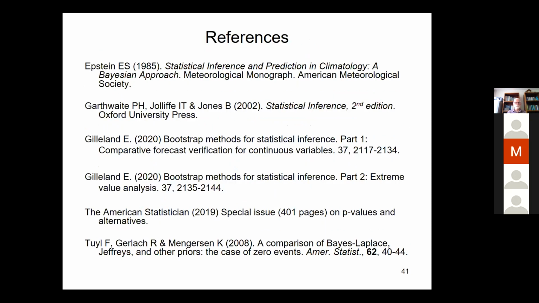And then finally, some references. The last two are the p-value stuff. Bootstrap methods, there are some good textbooks on bootstrap methods in general, but I thought I'd give Eric a plug because his are related to forecast verification. There's also an awful lot of good stuff on Bayesian methods out there, but I put in something which was related to climatology, and then I couldn't resist an advert for that particular book.